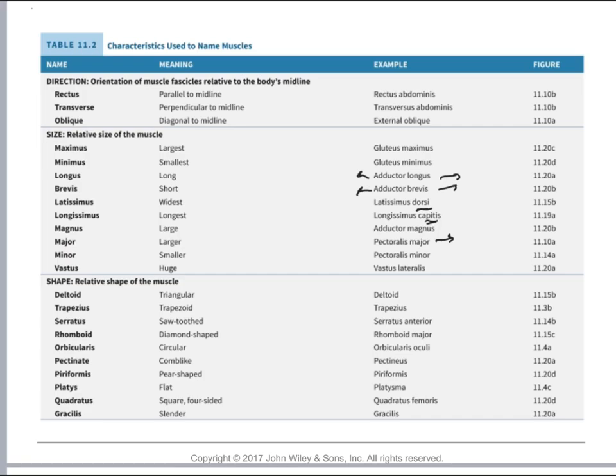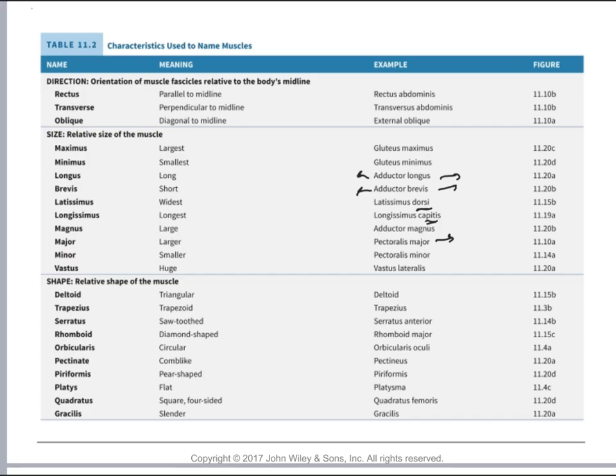Now this is a cool one. The sawtooth muscle is called serratus. So serratus anterior, where it connects by our ribs. If you think of a serrated knife, that sawtooth jagged edge, this is what the muscle looks like. Diamond shape, rhomboid, rhomboid major.